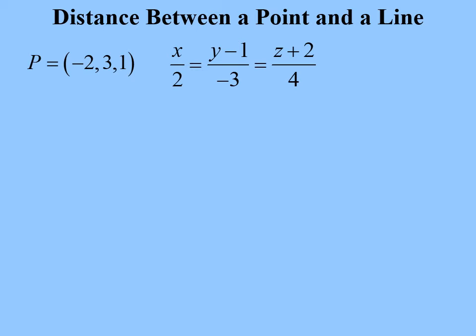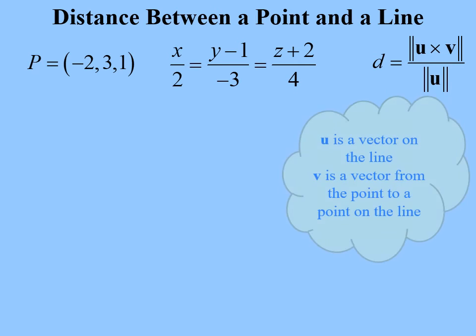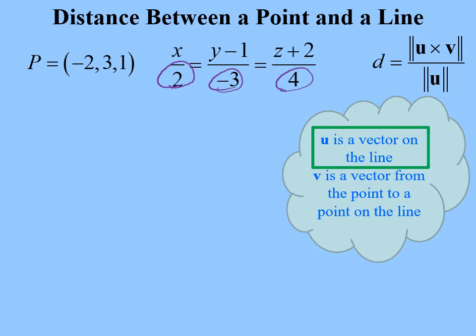So here's how we use the formula that we just came up with. First off, what we need to do is we need to find a vector on the line. Well, that's easy enough, because notice right here is a vector on the line.